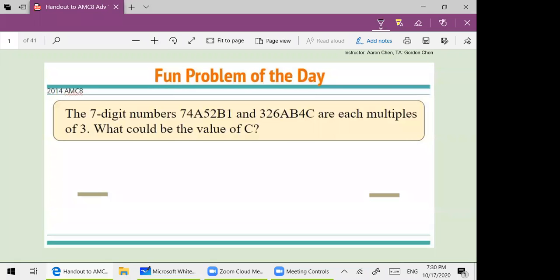We're gonna start off with the fun problem of the day again today while we wait for everyone else to come in.